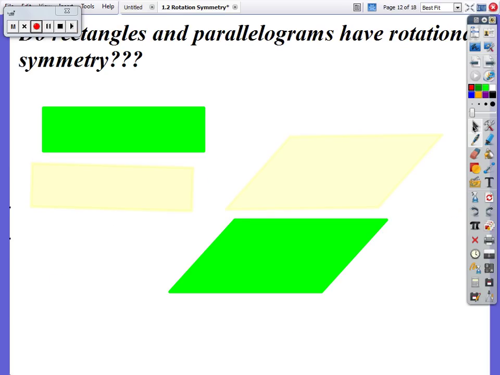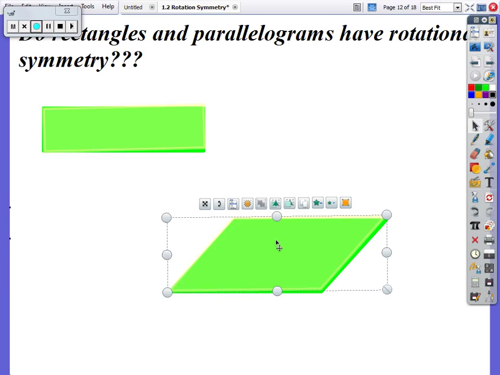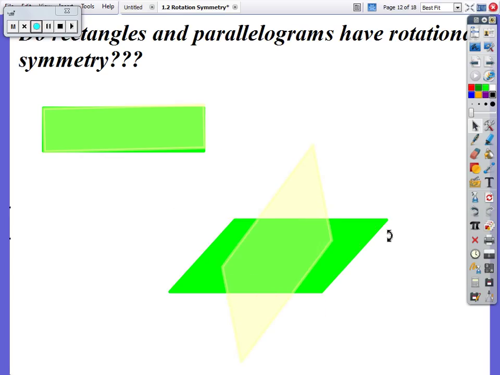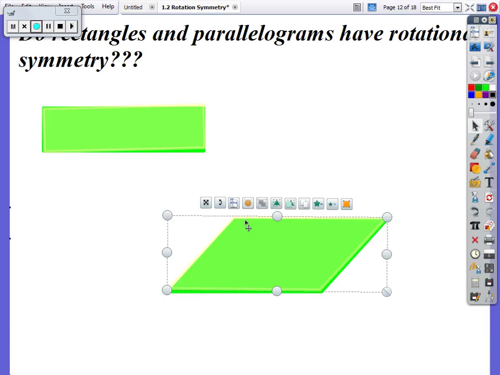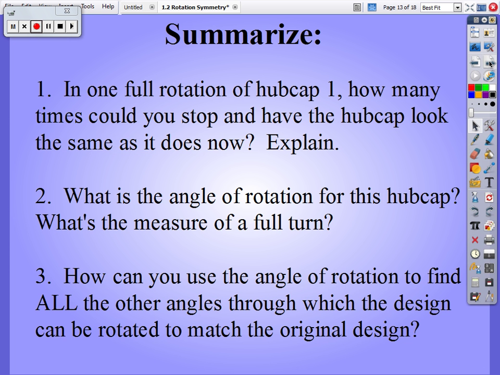All right, so just really quickly, just to think about rectangles and parallelograms. So we've got this rectangle here. If we take this rectangle and rotate it, are we going to match up exactly with the original rectangle? So you can see that there's 1 rotation, 2 rotations. So yes, rectangles have rotation symmetry. And then we've got this parallelogram that we can slide over the top here. And if we take this and we rotate it, it matches up with that. So there's 1 rotation and 2 rotations. So rectangles and parallelograms do have rotational symmetry.